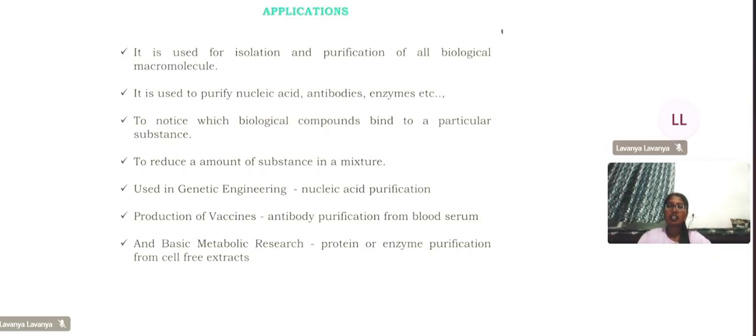By this introduction and this presentation, we know how affinity chromatography works in biological chemical interactions, its principles, applications, and the ligand matrix attachments. So this is the final conclusion.